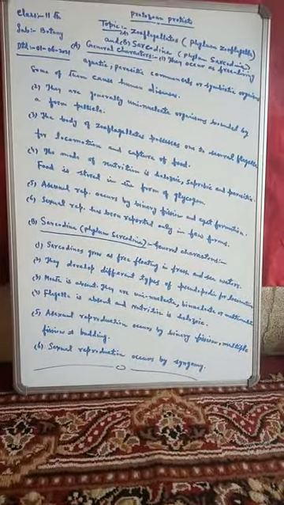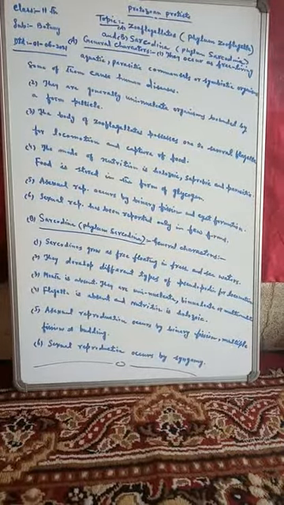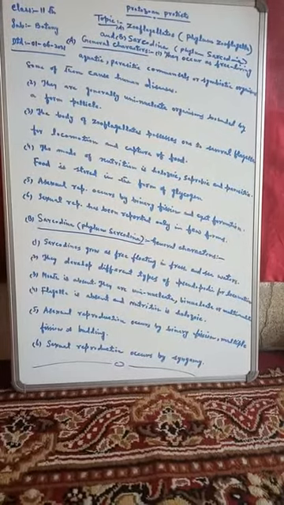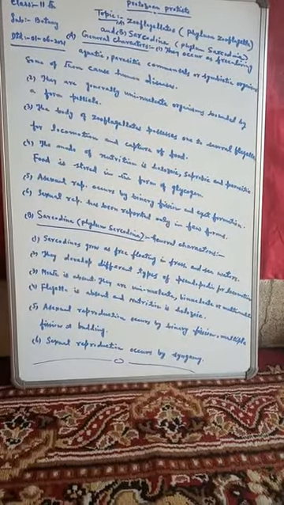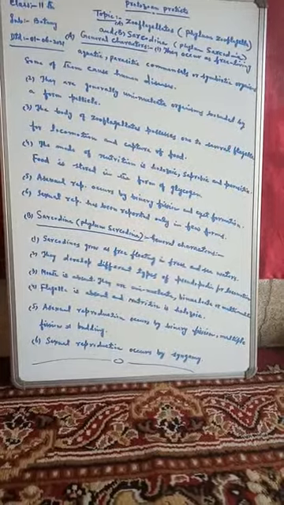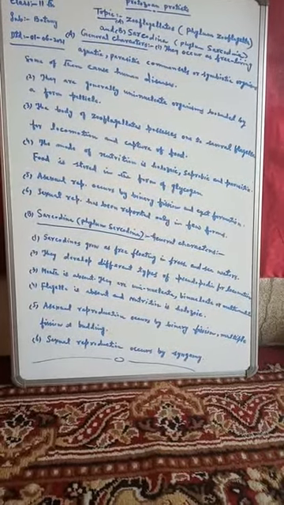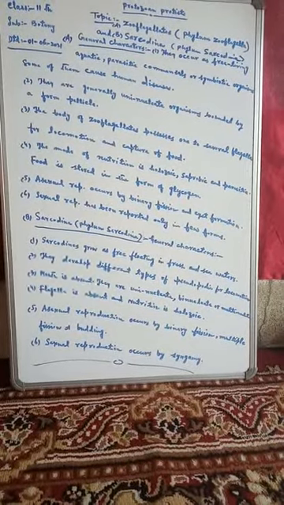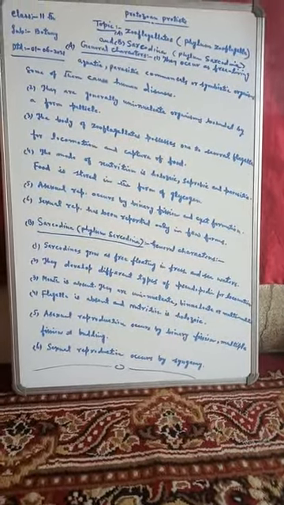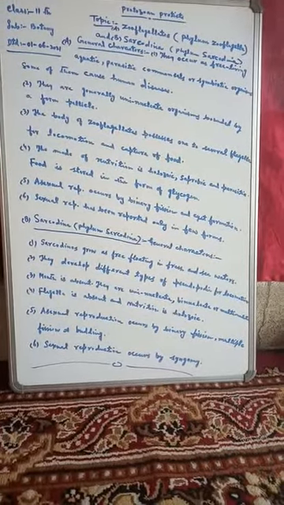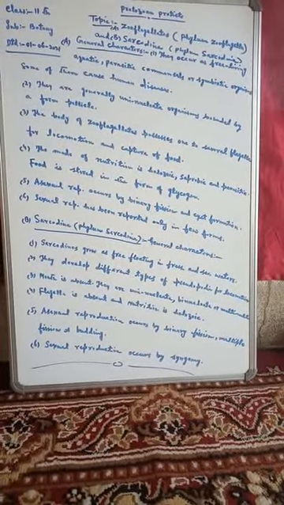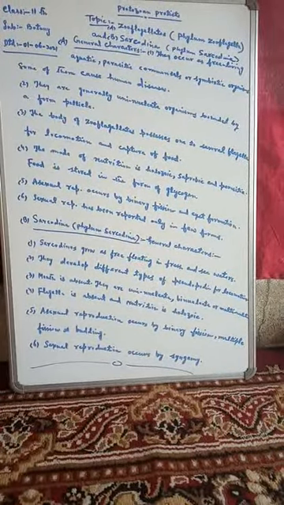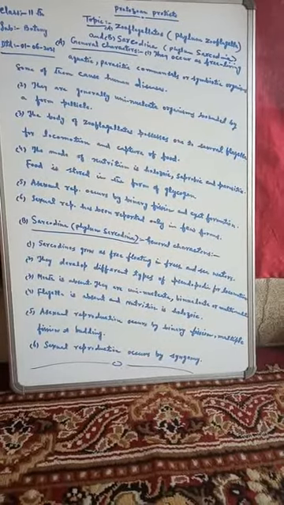Fourth general character is the mode of nutrition, how they capture their food. The mode of nutrition is holozoic, saprobic, and parasitic. That means 3 modes of nutrition are found in these Zooflagellates. One is holozoic, saprobic, and parasitic. Food is stored in the form of glycogen.